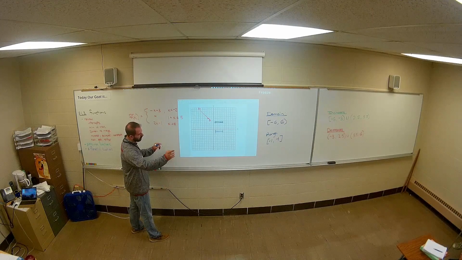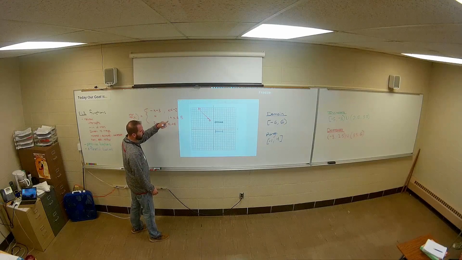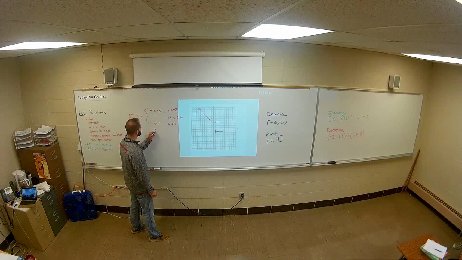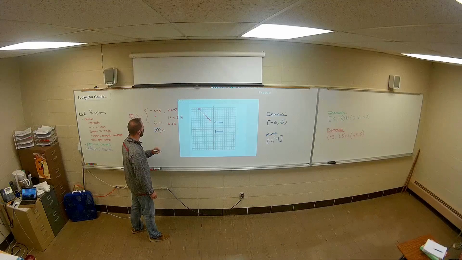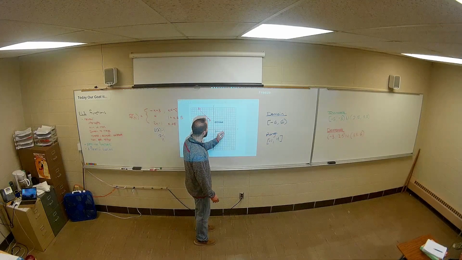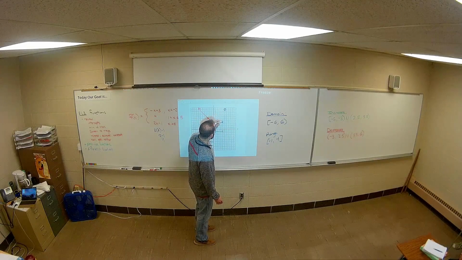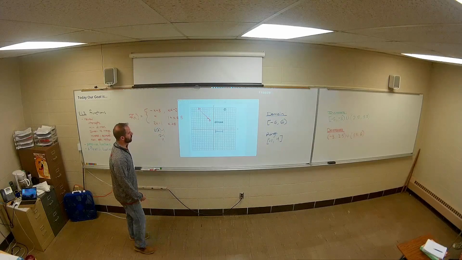I'm going to plug in 6. Even though I'm not allowed to use it, I'll put an open circle there. So I'm going to plug in a 6. What's 2 times 6 minus 1? 11, right? It's 12 minus 1, which is 11. So at the number 6, which I'm not allowed to use, the answer would have been 11, but I'm not allowed to use it. Right? So it's an open circle.